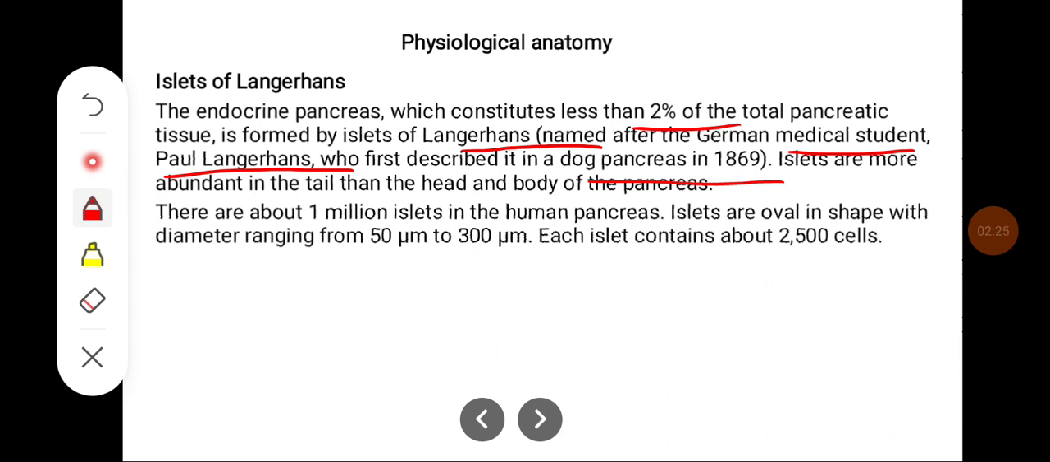Islets are more abundant in the tail than the head or body of the pancreas. There are about 1 million islets in human pancreas. Islets are oval in shape with a diameter ranging from 50 microns to 300 microns. Each islet contains about 2500 cells.